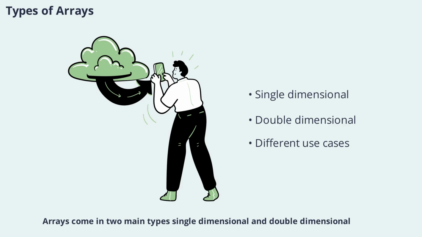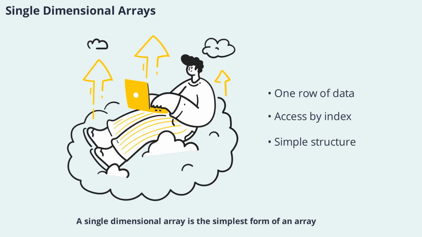Arrays come in two main types, single-dimensional and double-dimensional. Single-dimensional arrays are like a straight line of data, while double-dimensional arrays are more like a table with rows and columns. Each type serves different purposes, and understanding when to use each will help you solve a variety of programming problems efficiently. Single-dimensional array is the simplest form of an array.